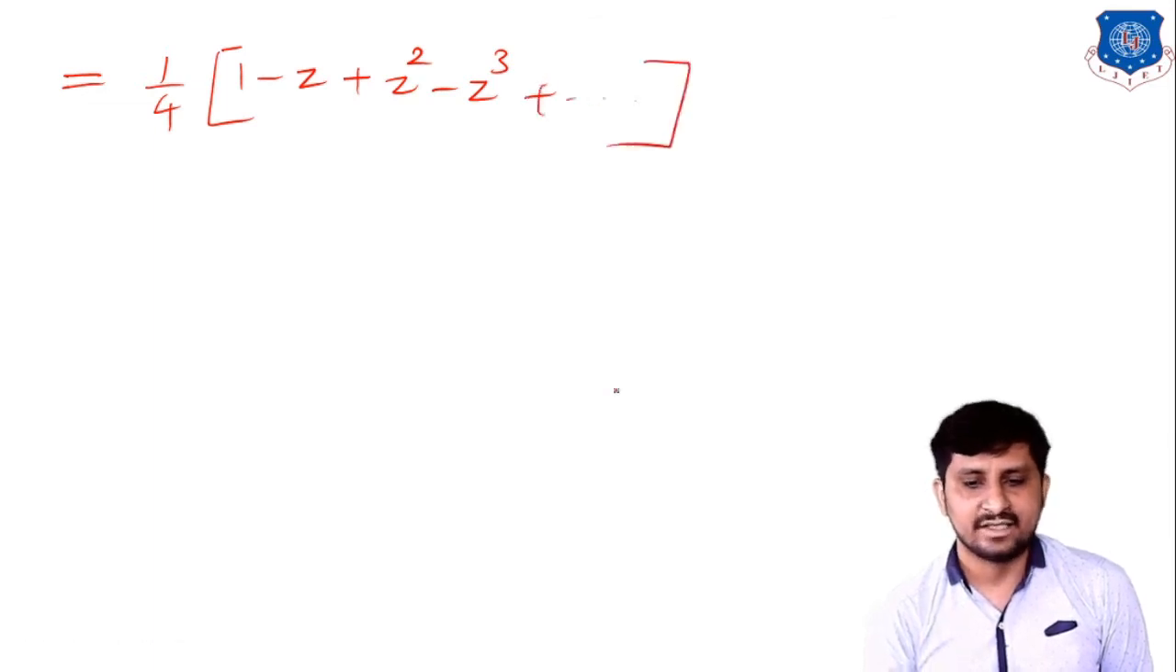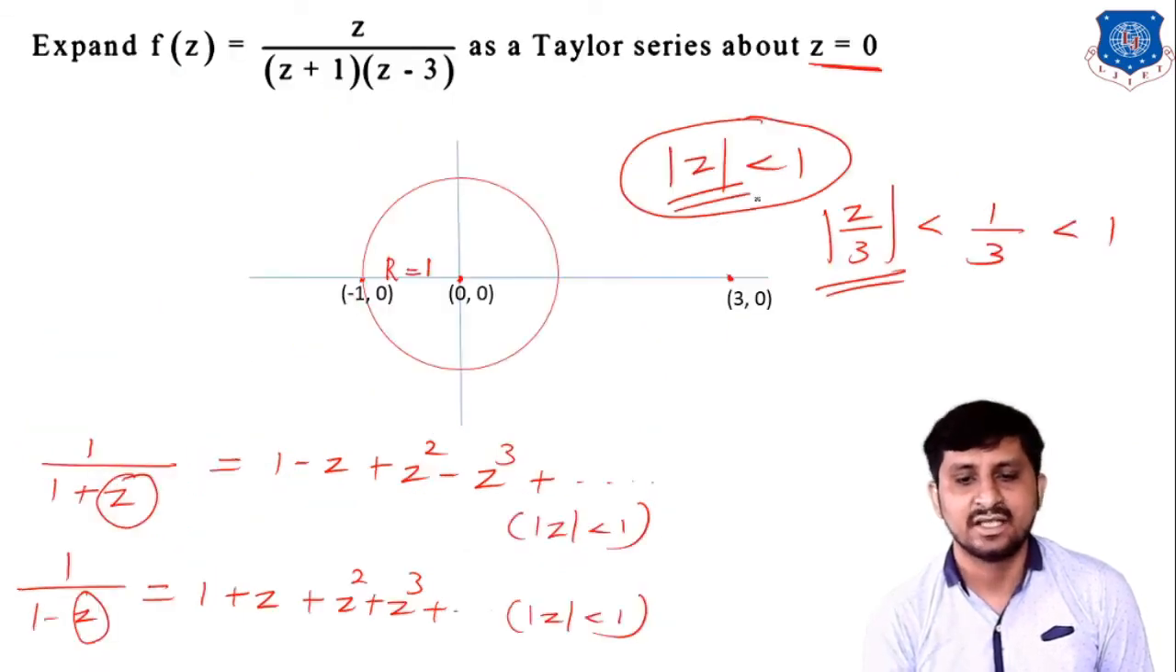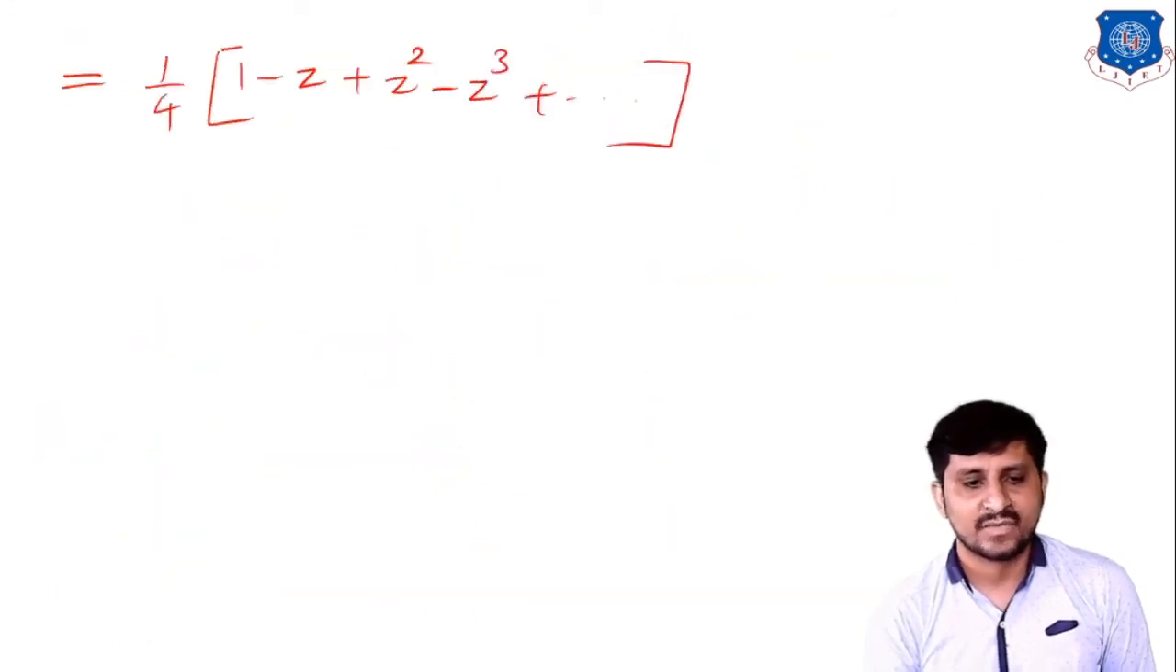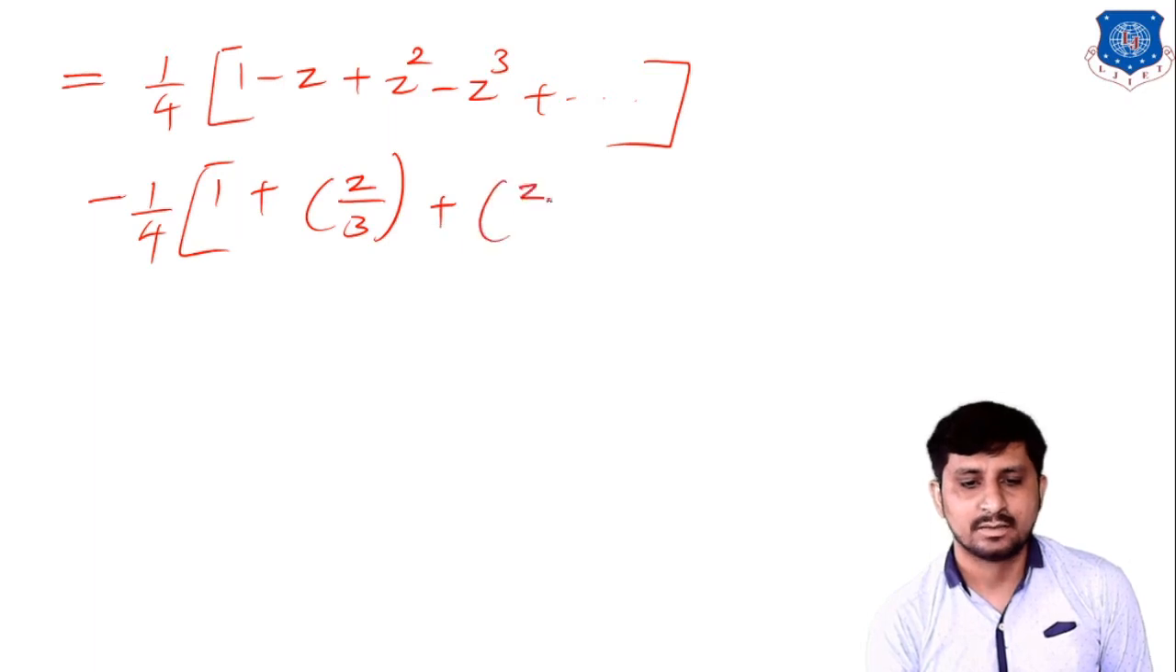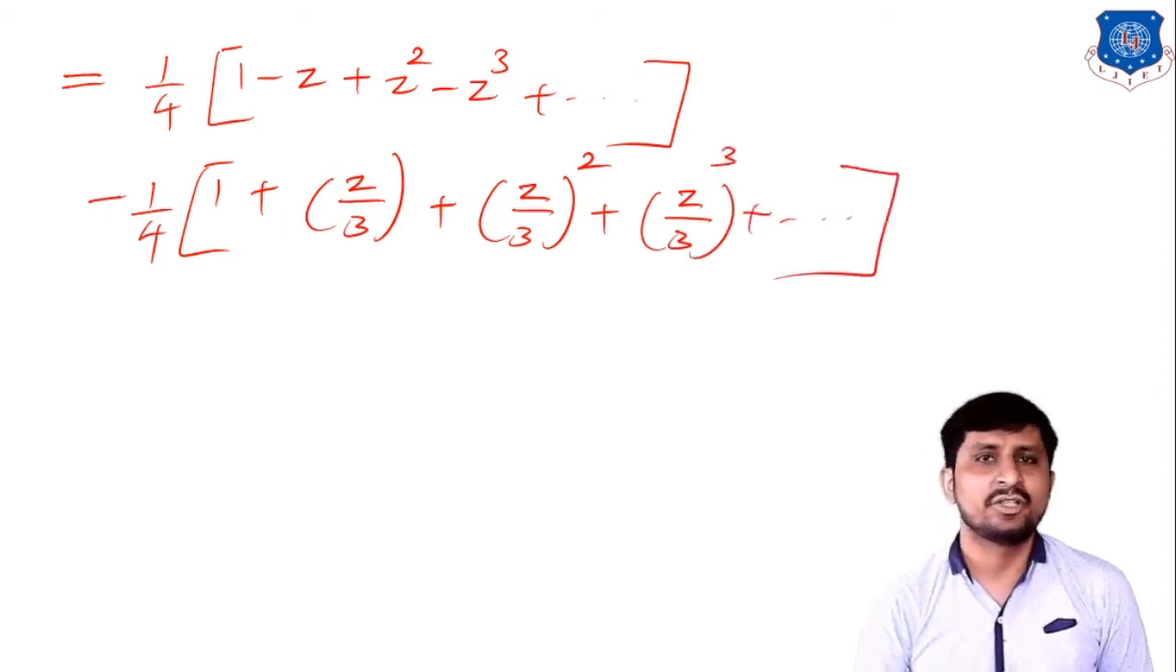And the second term is minus 1 by 4. Okay, the modulus value of z by 3 is also less than 1, that we proved, because mod z is less than 1, so mod z by 3 is less than 1 by 3, which is less than 1. So now we can use this formula also, mod z by 3 less than 1. Okay, and that's why minus 1 by 4 times 1 plus z by 3 plus z by 3 whole square plus z by 3 whole cube and so on.